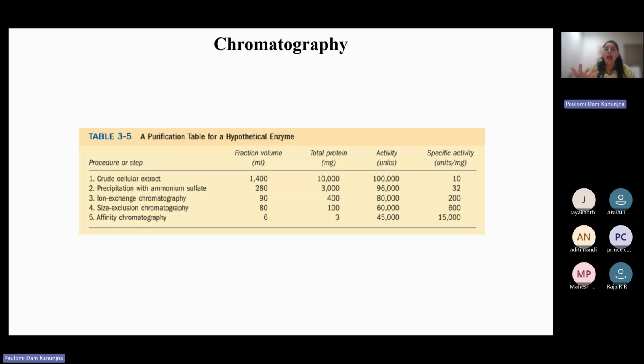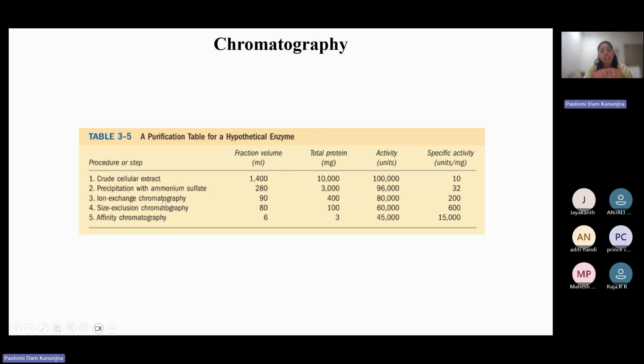So here you have these different chromatography techniques and a comparison of how much protein you can recover from a total extract using these different techniques. So let's say you are extracting cellular content. From that you have, let's say, a 1400 ml fraction. And you know there is 10,000 mg. This is all hypothetical. So imagine that there are 10,000 mg of protein that you have recovered, and their activity is 1 lakh, and specific activity is basically total activity divided by total protein. So specific activity is 10.